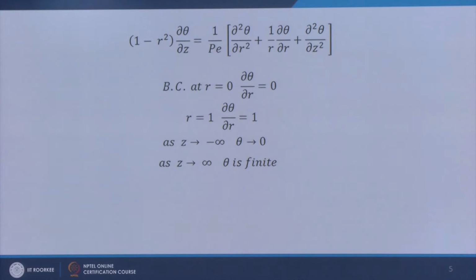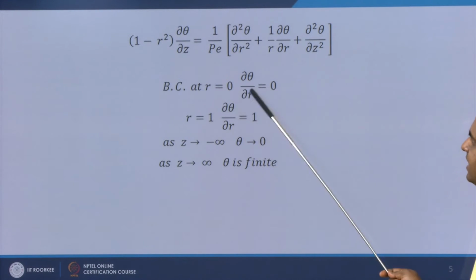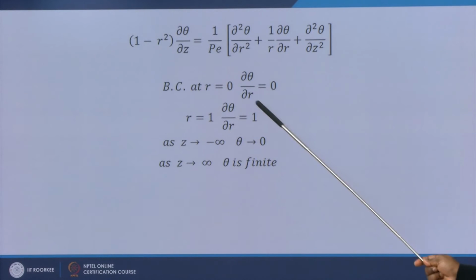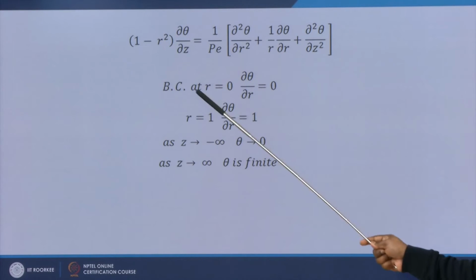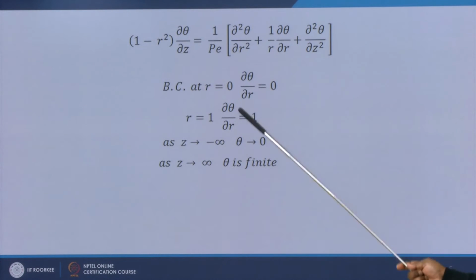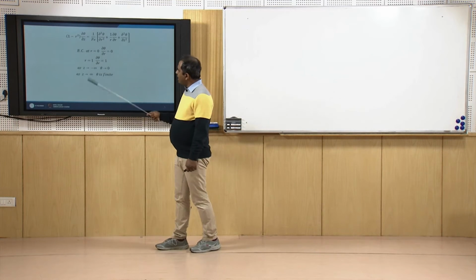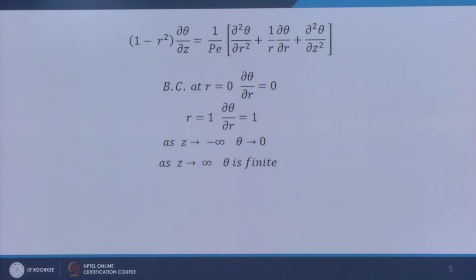Let us also see the boundary conditions. At the axis, r equals 0, our del theta del r will be 0. That means there will be no gradient of temperature across the axis in the radial direction, okay. So this gives us the symmetry boundary condition, and then r equals 1 is nothing but your wall boundary condition. In the wall boundary condition we are having del theta del r equal to 1, which is nothing but the constant heat flux boundary condition, okay.